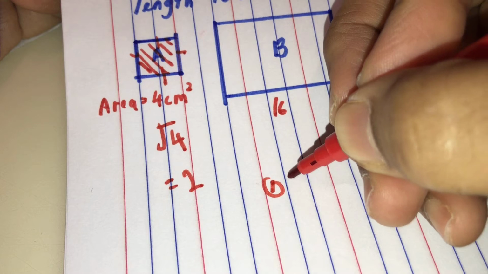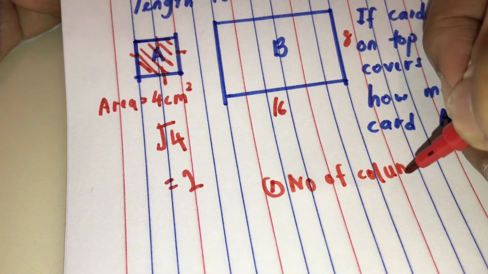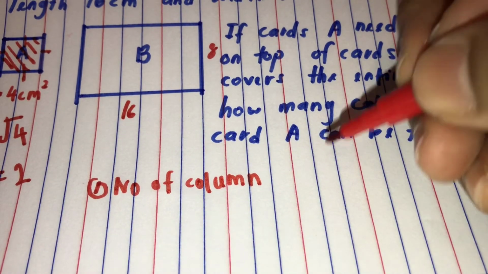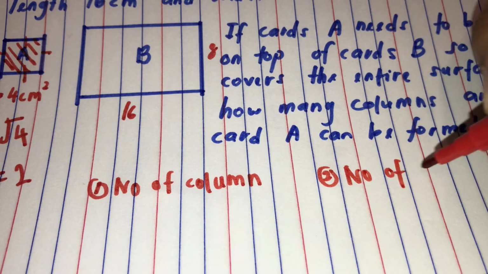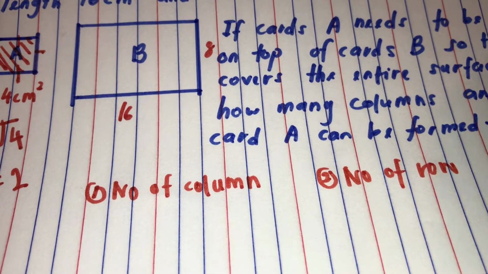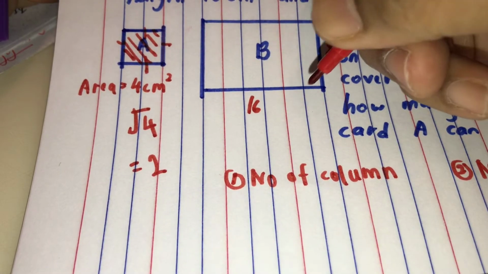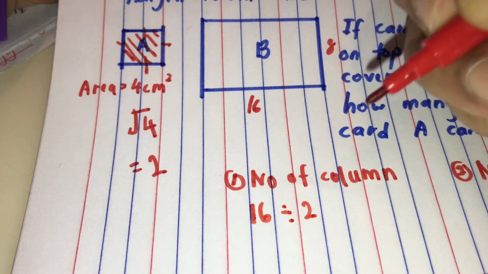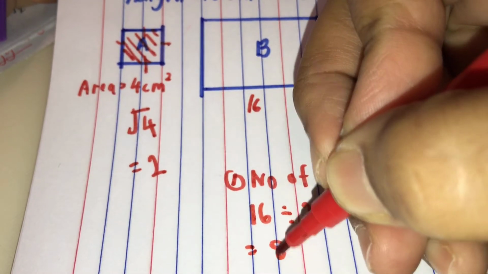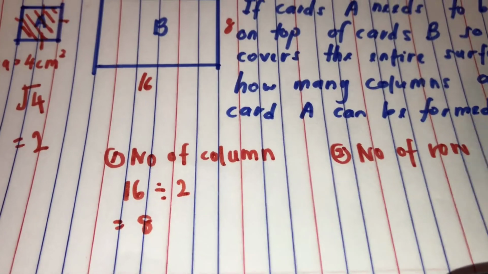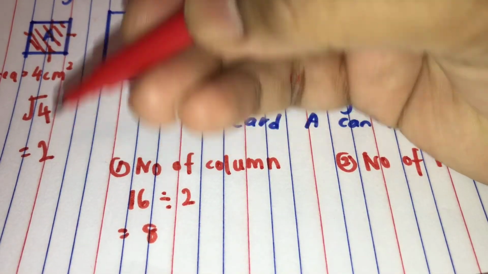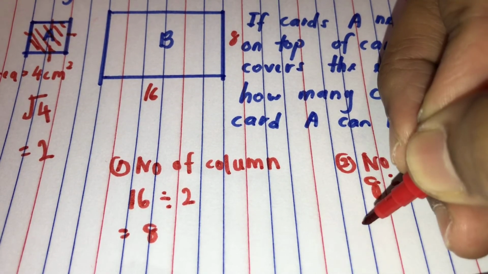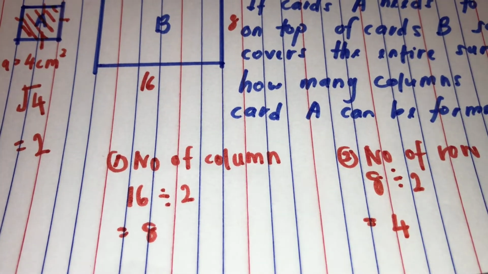Okay, the question wants to find the number of columns, and also the number of rows. For the number of columns, here 16, 16 divided by 2, so you get 8 columns. And then the number of rows here is 8, right? 8 divided by the length of the card A, which is 2. So 8 divided by 2 equals 4. That's all. This is the answer.